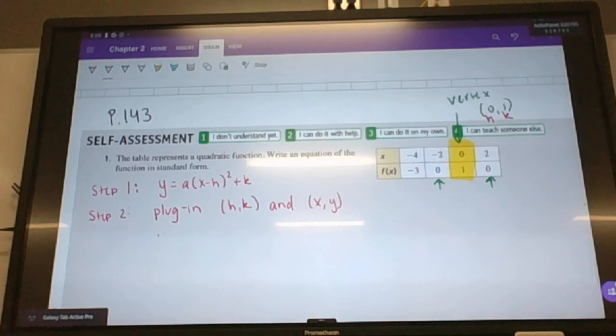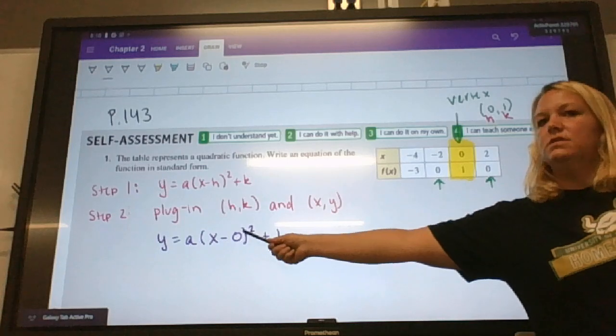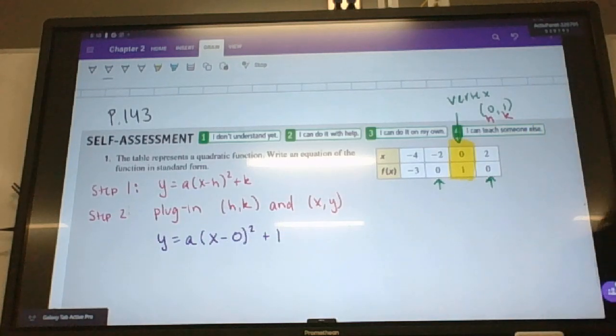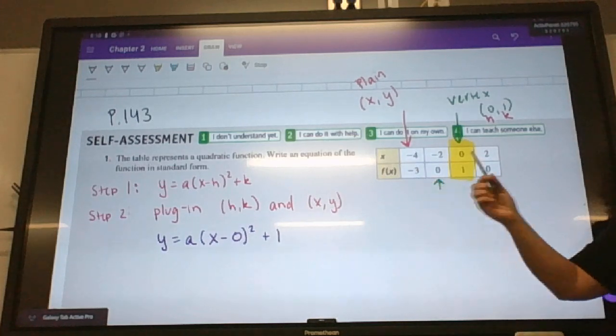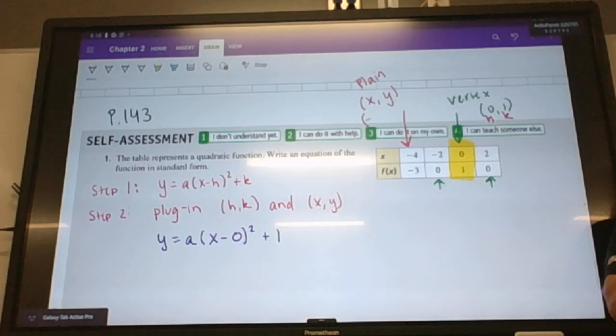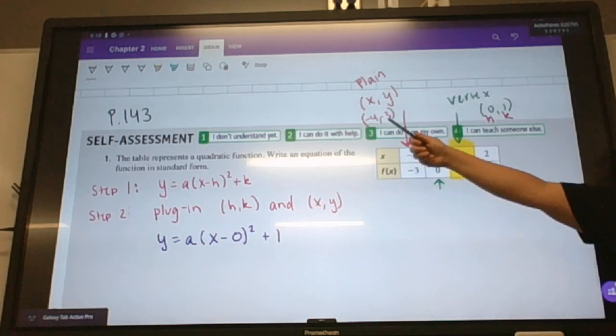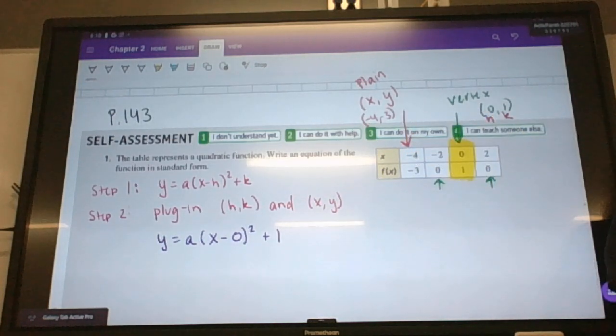So I'm going to do y equals a times x minus 0 squared plus 1. 0, 1, H, K. Then I'm going to use this point, just the very first point, as the plain x and y. This is going to be the x and the y in our equation. So I'm going to plug negative 4 in for x and negative 3 in for y.